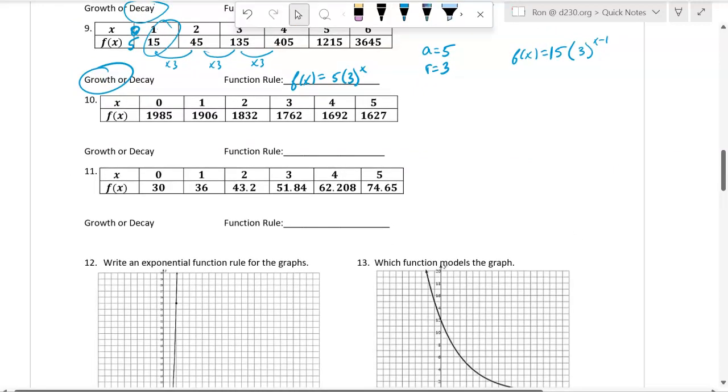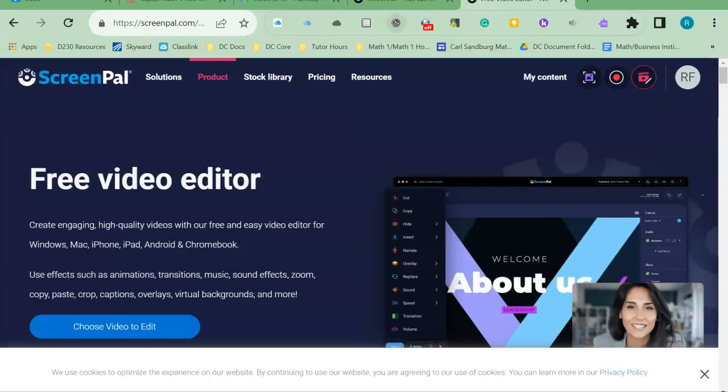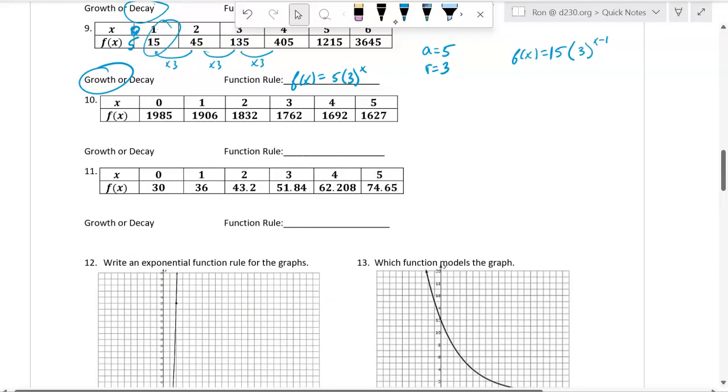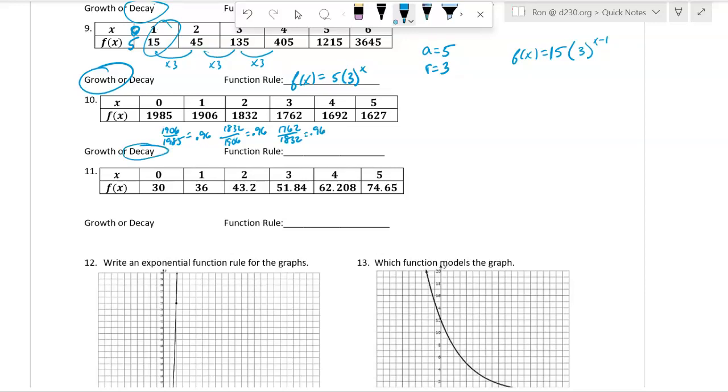So for number 10, right away here, from 1985, I have to do the test here. 1906 over 1985 would give me 0.96. 1832 divided by 1906 gives me 0.96. I should do one more to double check. So 1762 over 1832, 0.96. Right away, I know this is going to be decay.